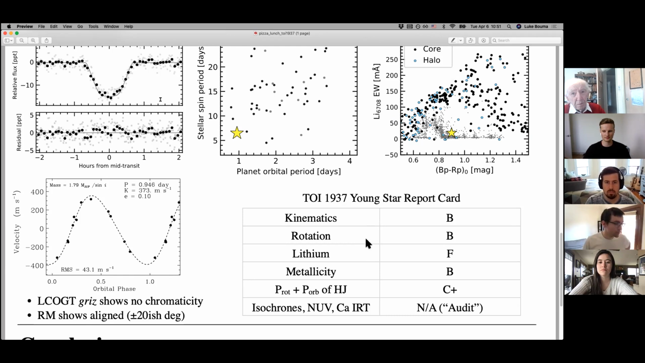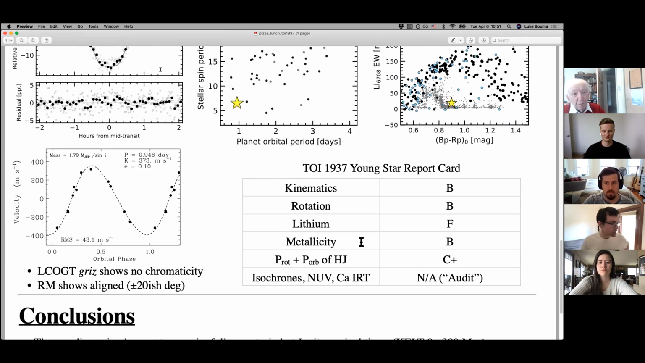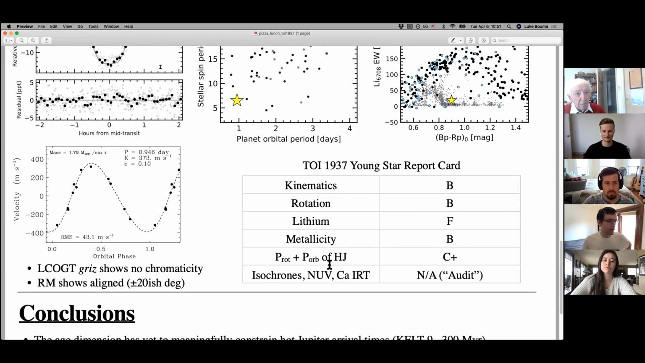So hence my worry. There are a couple other youth indicators that you could consider, like, does the metallicity of the target star match that of the cluster? Sure, more or less, but metallicity measurements from spectra are difficult to make precise.